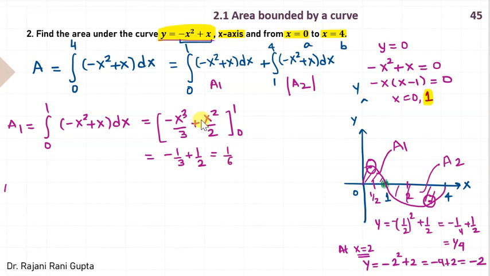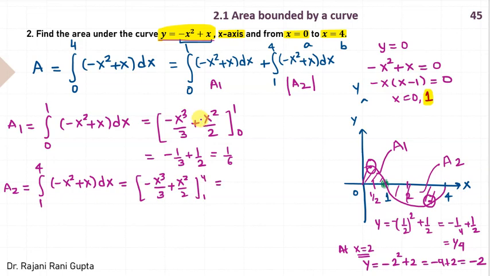Now, A2 is the integral, exactly the same integral, but the limits are different. Minus x square plus x dx, which is again, you can use the same value from here. Minus x cube over 3 plus x square over 2 from 1 to 4. When you simplify it after substituting the limits, you will get minus 81 over 6. Okay, it's a negative value.